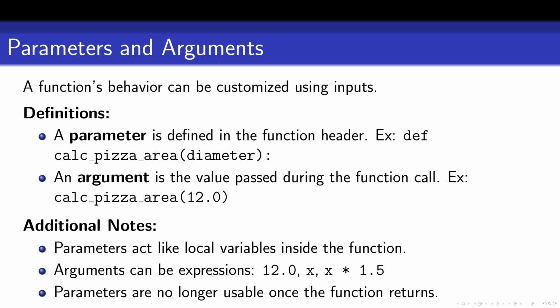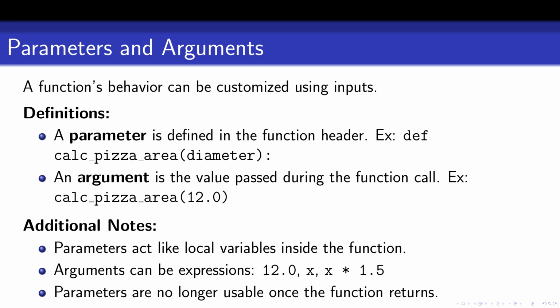Functions become even more powerful when you customize their behavior using parameters and arguments. A parameter is a variable listed in a function's definition. It's a placeholder for input that the function will receive. When you call the function, you provide actual values called arguments, which are matched to the parameters. For example, in the function calc_pizza_area, diameter is the parameter, and 12.0 might be the argument you pass during the call.